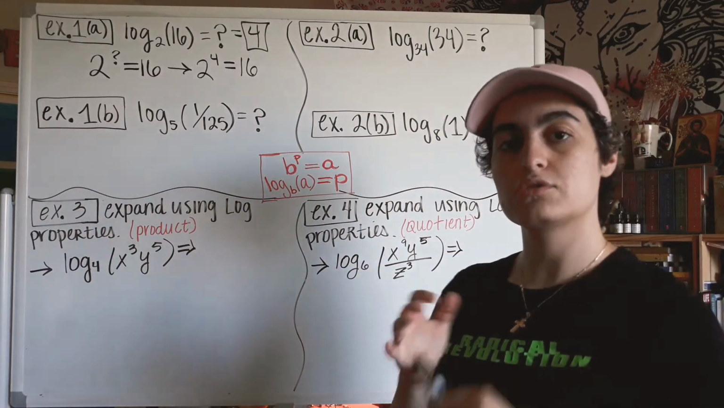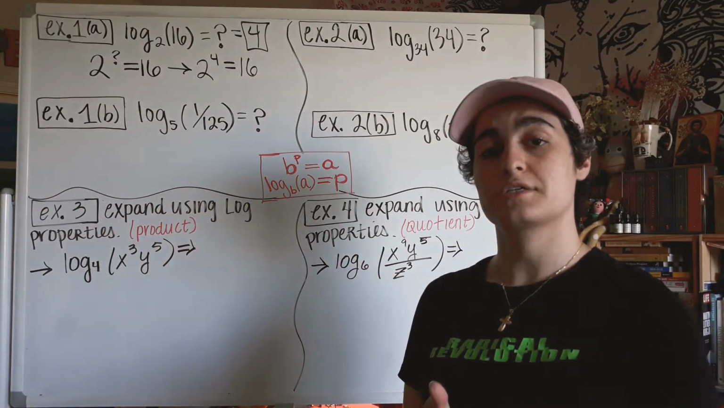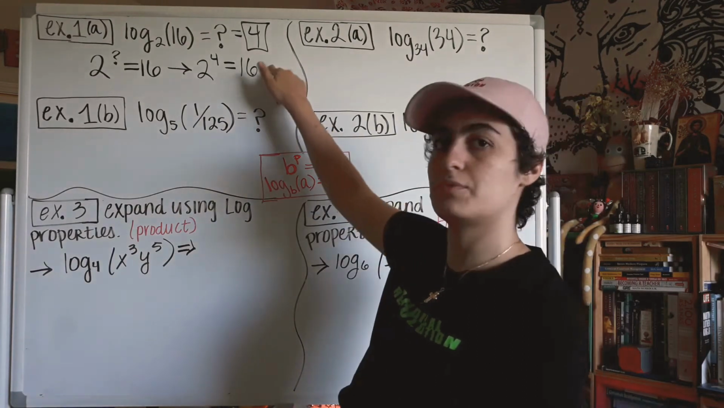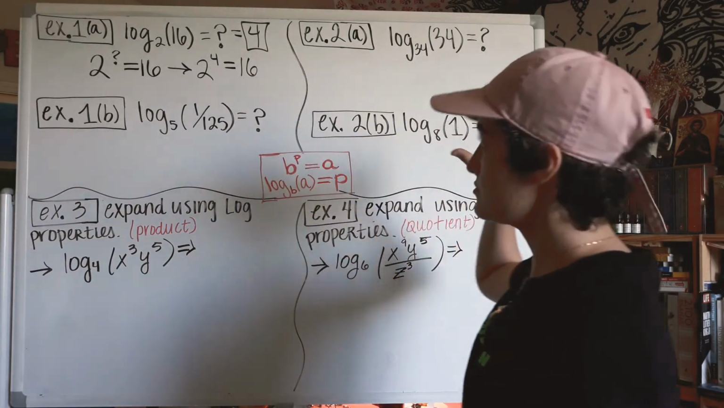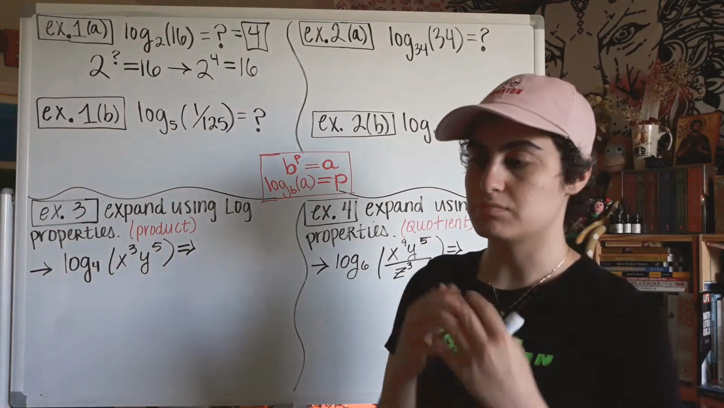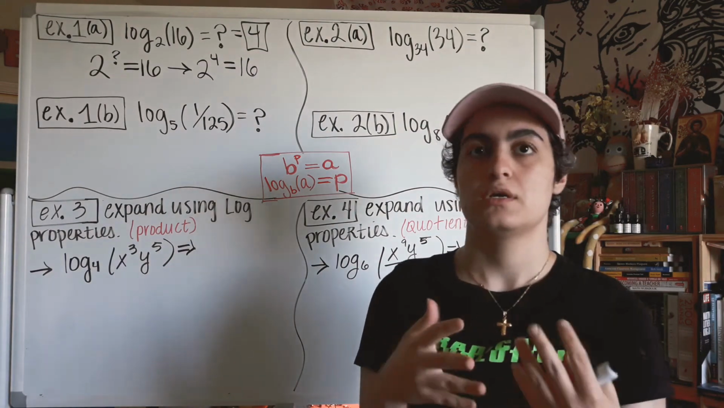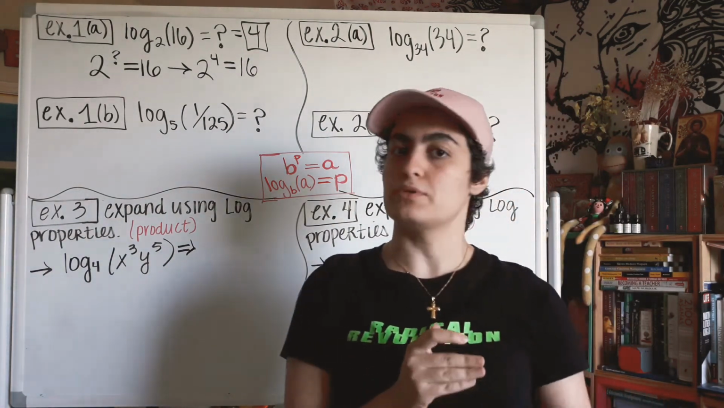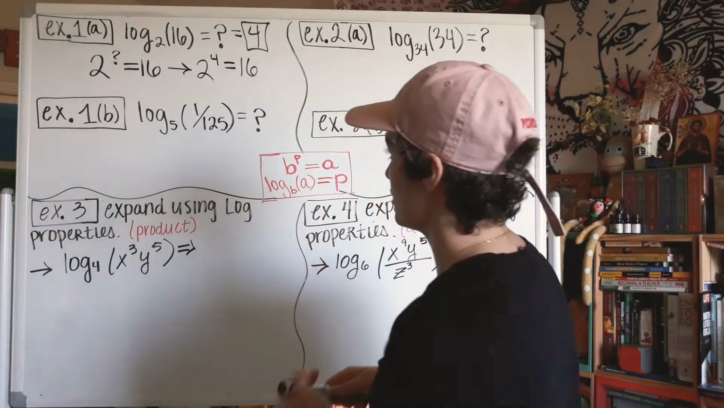Okay, so your goal is to find the unknown exponent. And this is just a very simple example. You obviously can't do decimal exponents in your head. That's what a calculator is for.